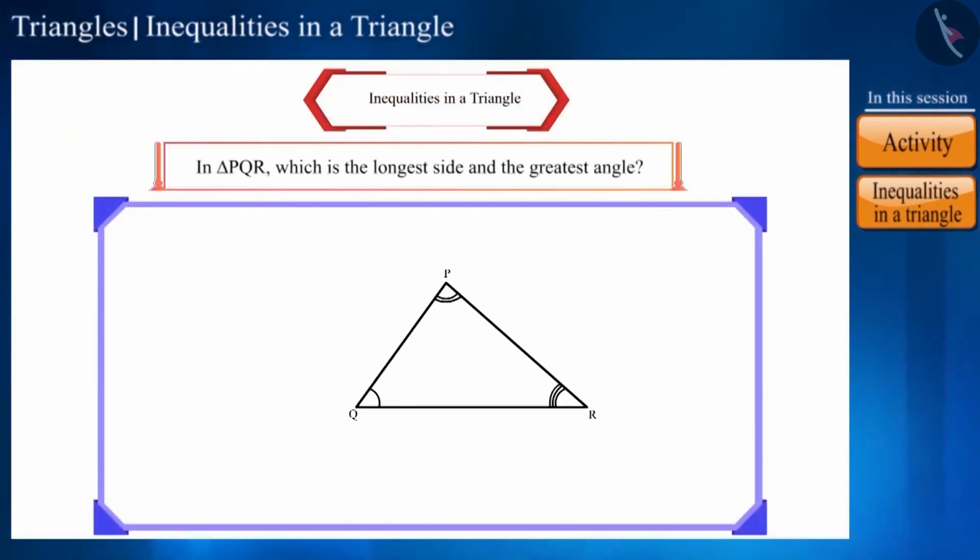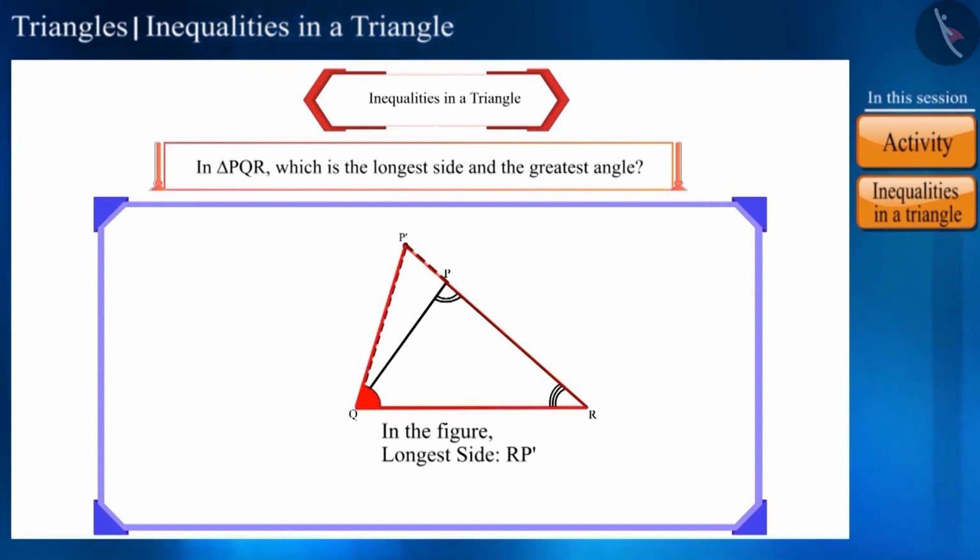Look at triangle PQR and tell which is the longest side and the greatest angle. Here, let us increase side RP a little more to the point P' and let's connect Q to P'. Now you can see that as we increase the length of side RP, it also increased the measurement of angle Q, and now here RP' is the longest side and angle Q is the greatest angle.